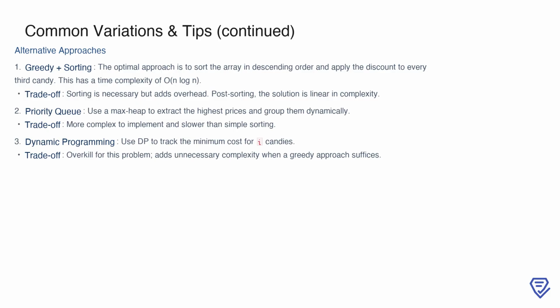Another option is using a priority queue, such as a max heap, to dynamically extract the highest prices in group candies. However, this approach is more complex to implement and generally slower than simple sorting. Lastly, you could use dynamic programming to track the minimum cost for each subset of candies. While DP can solve the problem, it adds unnecessary complexity, as the greedy approach suffices and is more efficient. Understanding these alternatives can help you articulate the rationale for choosing the optimal solution during an interview.